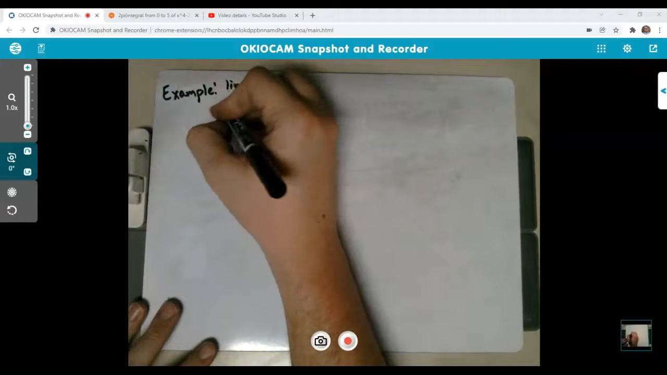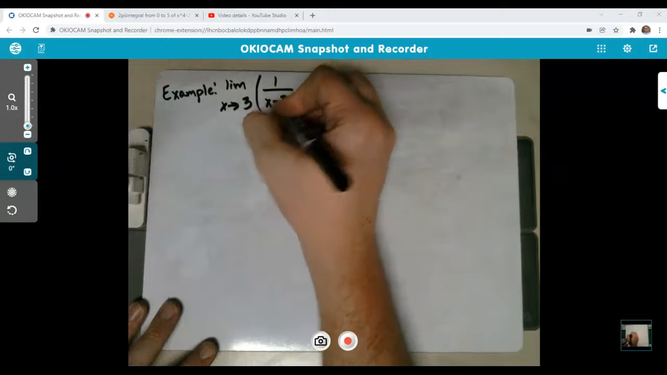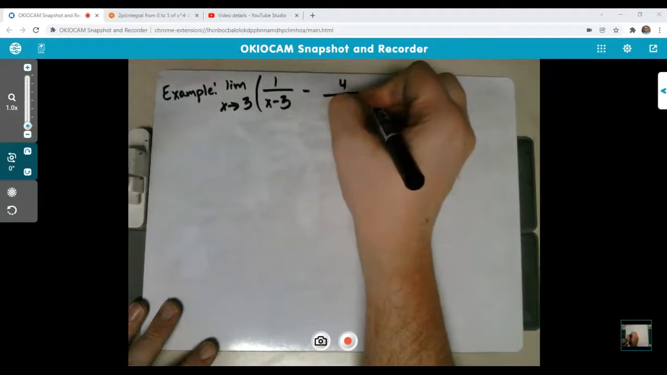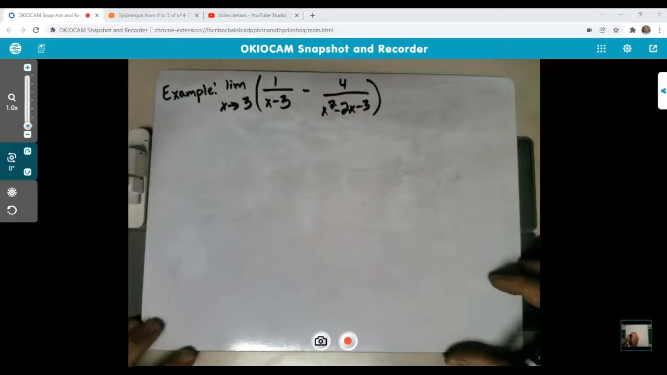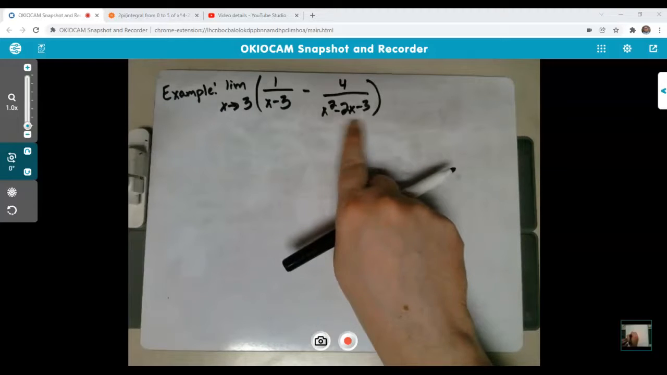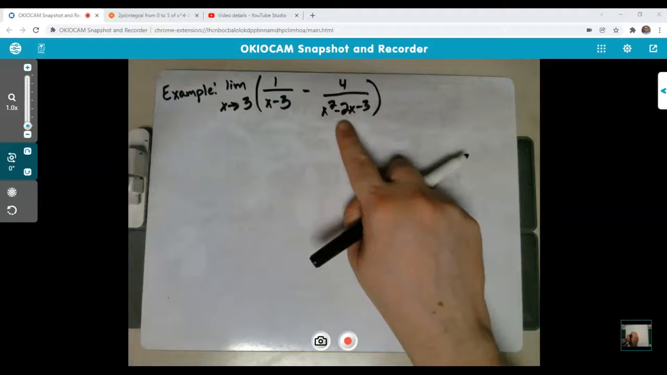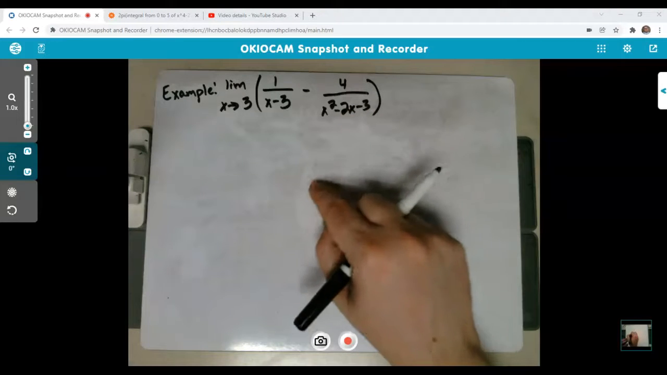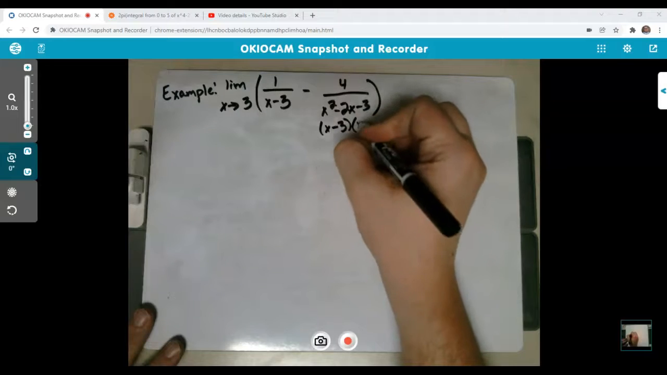Let's do the limit as x approaches 3 of 1 over x minus 3 minus 4 over x squared minus 2x minus 3. What's going to be helpful with this one to find a common denominator would be if I factored this out. So let's do that first. I would need the factors of -3 whose sum is equal to -2. I can see that would be -3 and +1. So let's go ahead and factor that: x minus 3 times x plus 1.